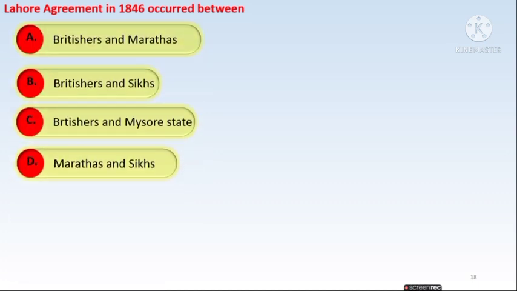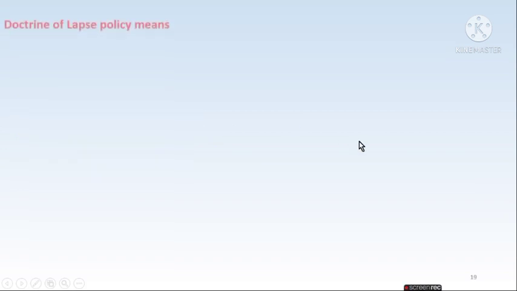The next question is, the Lahore Agreement in 1846 occurred between Britishers and Marathas, Britishers and Sikhs, Britishers and Mysore state, or Marathas and Sikhs. See what is the answer. This Lahore Agreement in 1846 occurred between Britishers and Sikhs. Therefore, option B is the right answer.